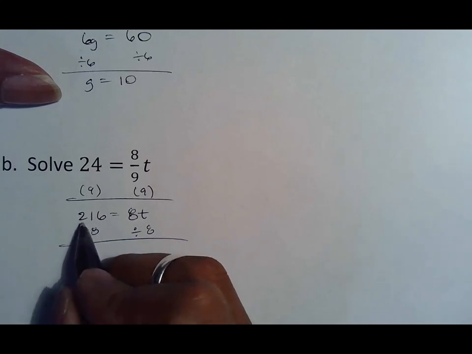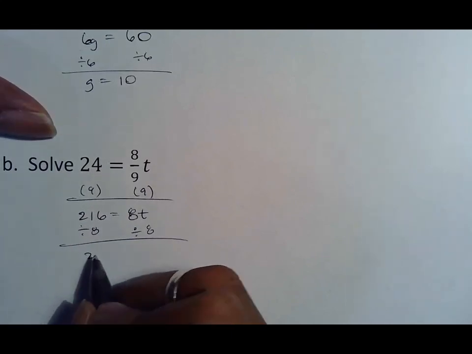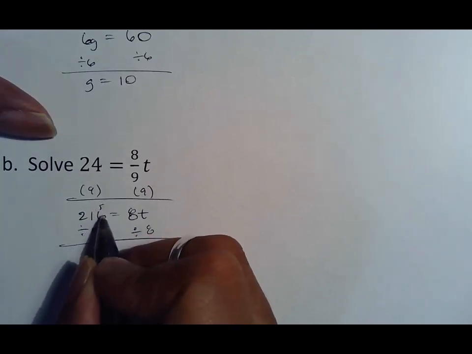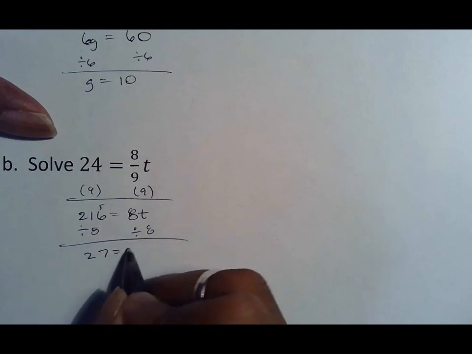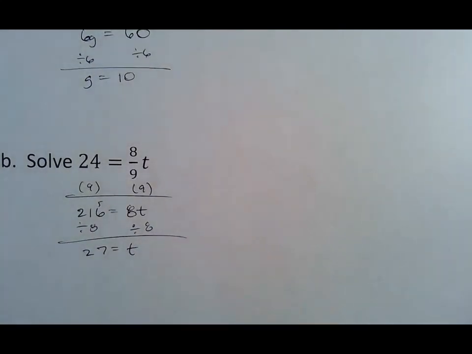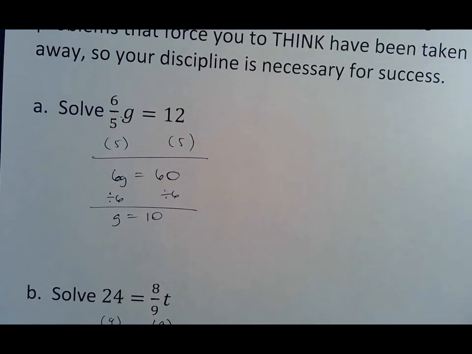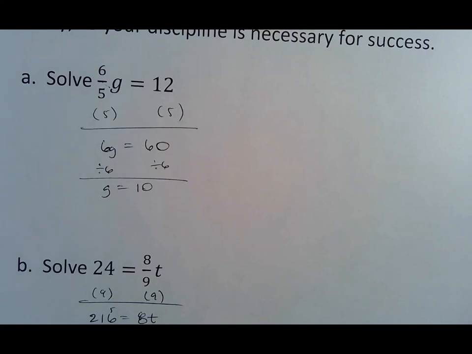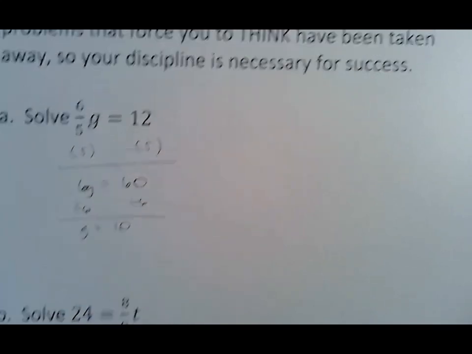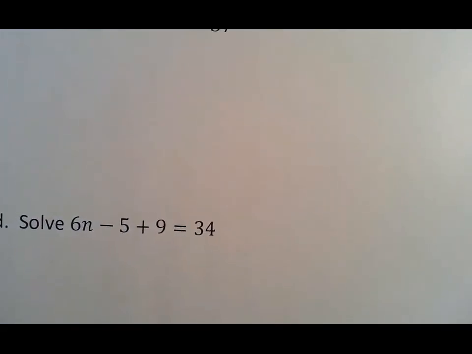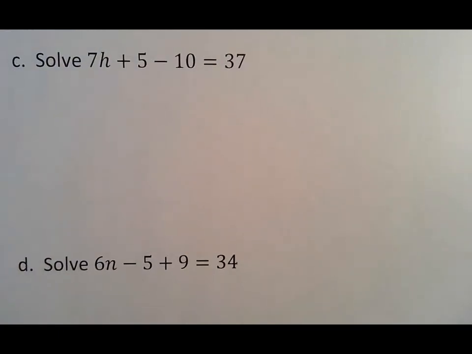8 goes into 21 2 times. That brings me up to 16. 16 is 5 short of 21. 8 goes into 56 7 times. Everything goes away, leaving me just a regular t. So again, that's your fraction review. It was one problem with a fraction on the left side, the other one with the fraction on the right side. Again, just make sure you're picking the best strategy that'll help you understand this stuff, because that's really what we're coming down to.